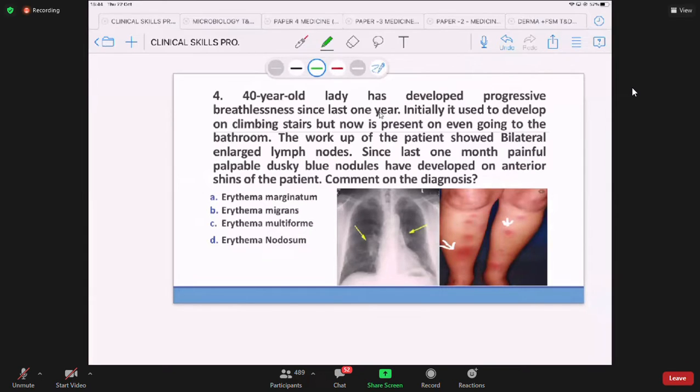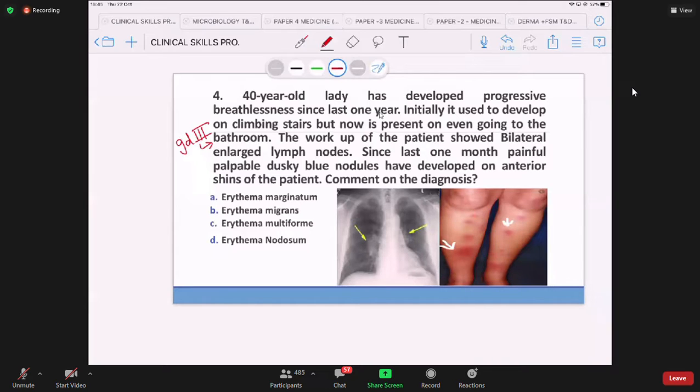A quick read. This is a lady who's having breathlessness for 1 year. Earlier, the breathlessness was on climbing stairs, but now is present on even going to the bathroom. So you can understand that this lady is having dyspnea grade 3. Dyspnea grade 3 would mean on minimal activity. What I mean by minimal activity would be like changing clothes, going to the bathroom. That is grade 3 dyspnea.